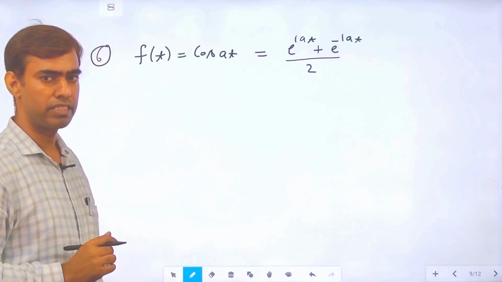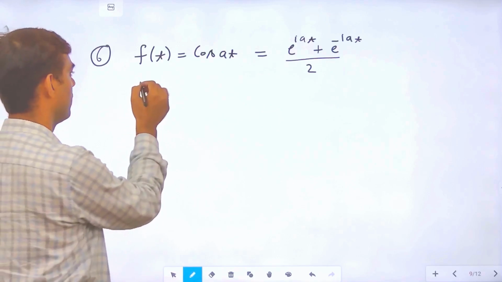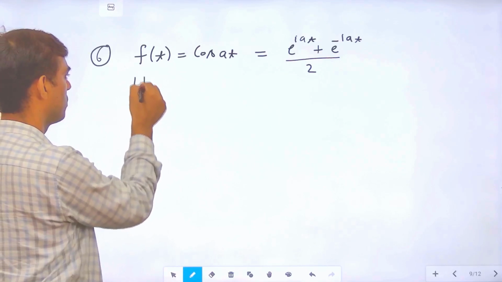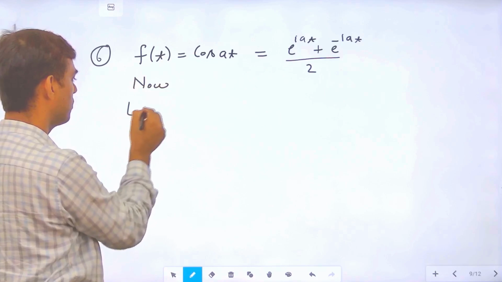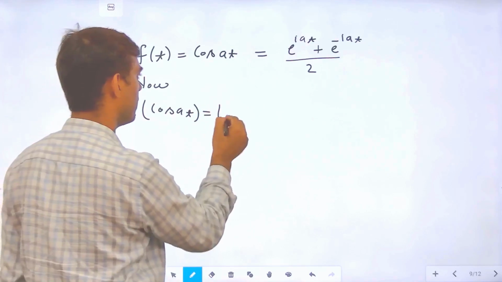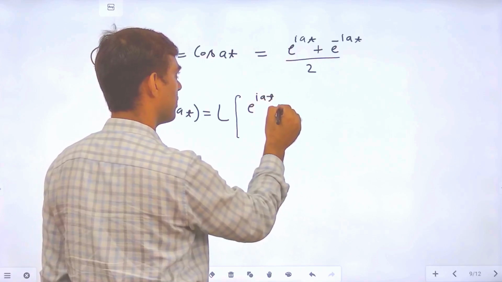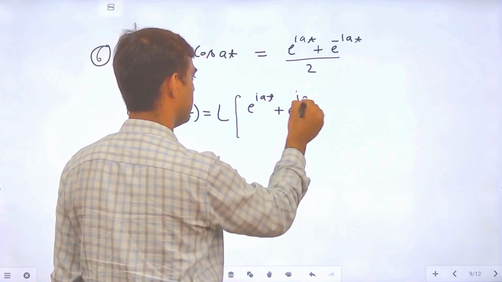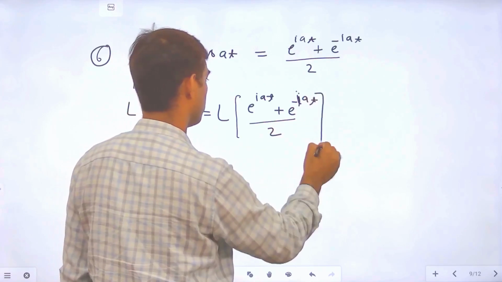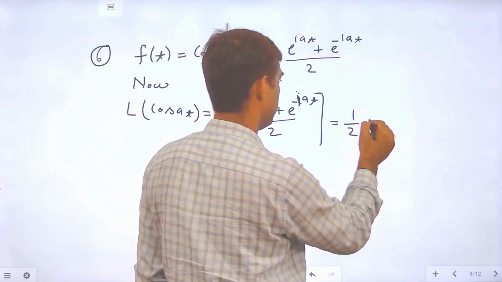Now we find the Laplace transform of cos at, again using the Laplace transform of e to the power at. The Laplace transform of cos at equals the Laplace transform of (e to the power iat plus e to the power minus iat) upon 2. This may be written as 1 upon 2 outside, using the linearity property.